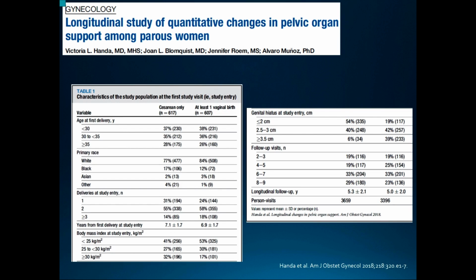So let's look at a Table 1 from a paper that was published in the American Journal of Obstetrics and Gynecology called Longitudinal Study of Quantitative Changes in Pelvic Organ Support Among Parous Women. So first of all, take a look at this title of this table. It tells us what information is in the table, participant characteristics of their sample. The authors had to choose one time point for these results, and you can see here they're showing results from the baseline visit, which is pretty typical for a longitudinal study.